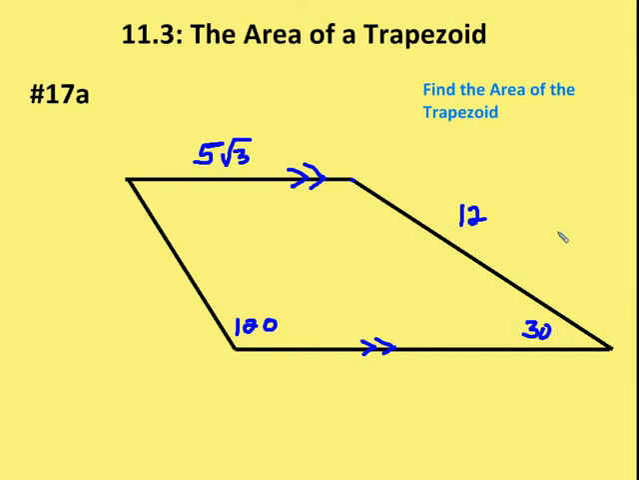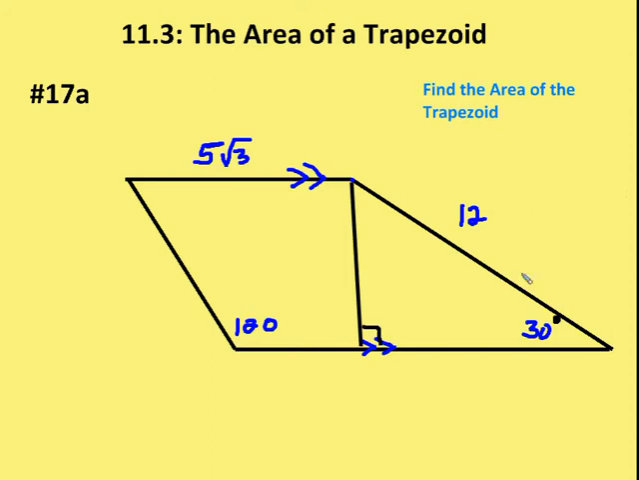Moving on to the next problem, we're asked to find the area of this trapezoid. Now again, when you see a 30-degree angle, it's a good bet that you're going to have to use the 30, 60, 90 relationships in order to solve the problem. So the first thing we're going to do in this problem is draw an altitude into the trapezoid to set up our 30, 60, 90 triangle.